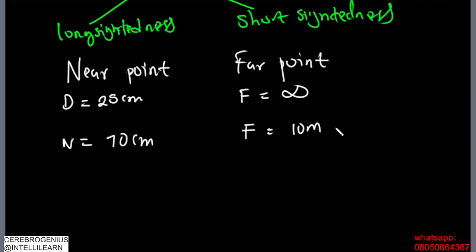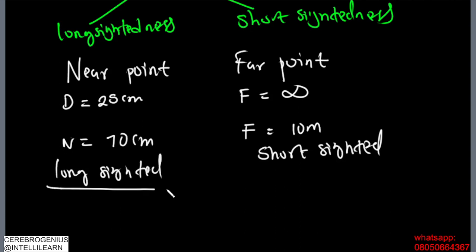So that means that if you have an object that is even at 11 meters, that is very close to 10 meters, the person will not see that object very clearly. The person will fail to see the object. So that means that for far points, since the person can no longer see the object beyond 10 meters, the person cannot see objects that are very far. So you can't say the person is long-sighted. Someone that is long-sighted can see things that are far. So you are going to say that the person is what? Short-sighted. So this kind of person is short-sighted, while this person is long-sighted.